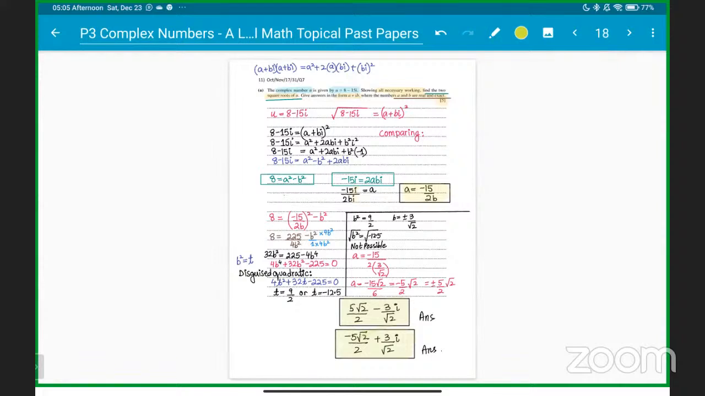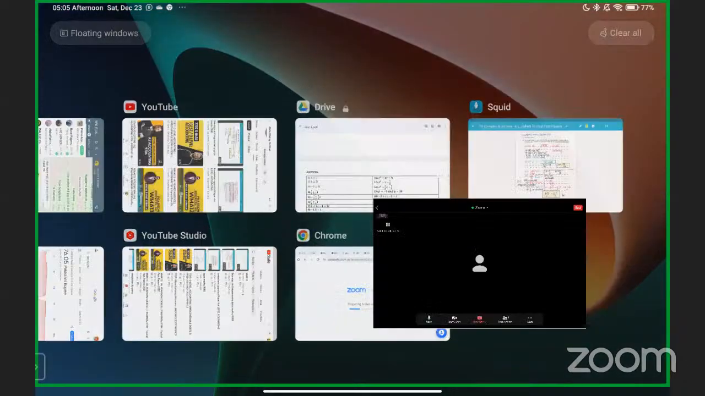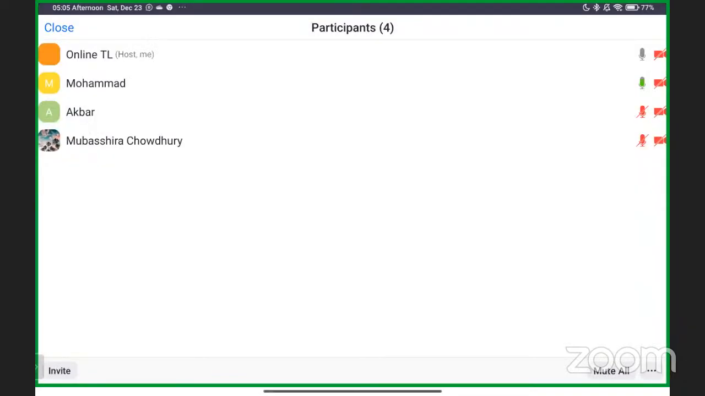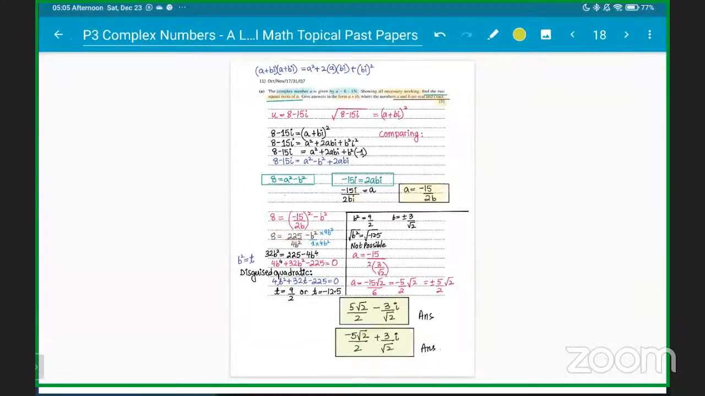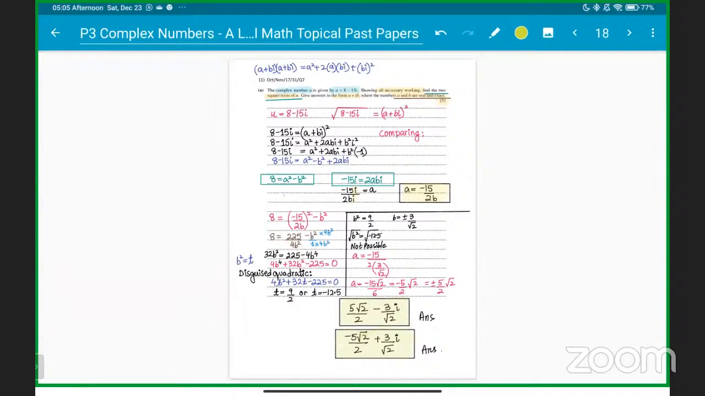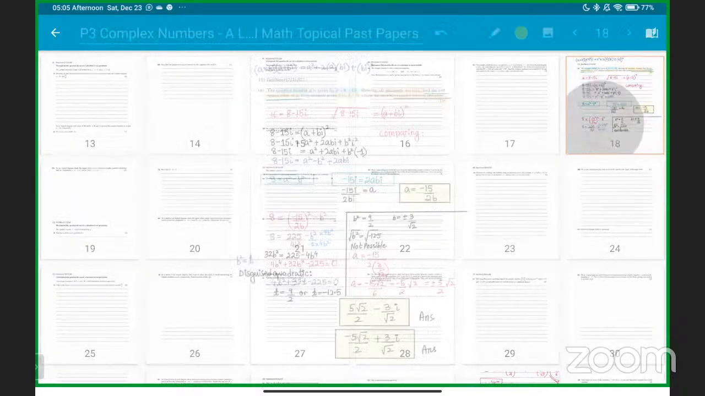Got it? No problem, right? Mominur, clear? Clear, sir. So we'll continue from here. Mubashra, not a problem, right? Up till now, clear everything? Mubashra, can you hear me? Yes, sir. Okay. So we'll continue from here.